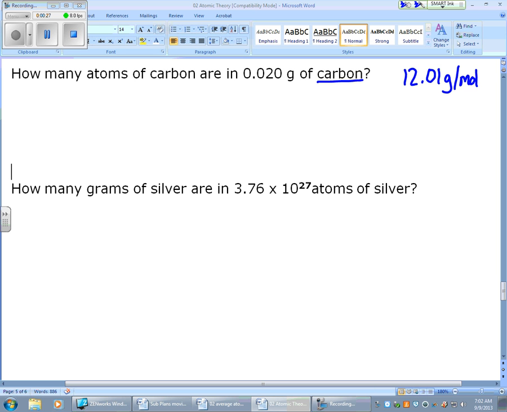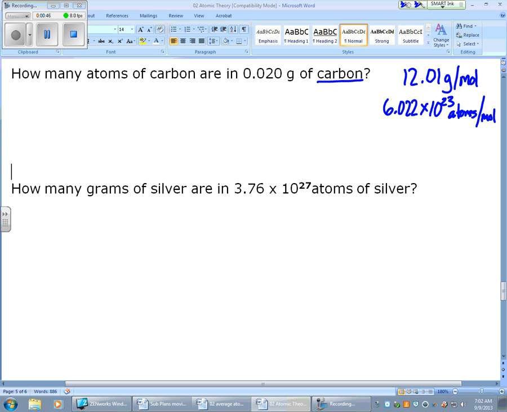We also learned how to convert from atoms to moles and moles to atoms, and that was using Avogadro's number. Now that's going to be one of our key words, the word atoms. That's how we know we have to use Avogadro's number: 6.022 times 10 to the 23rd atoms in 1 mole.